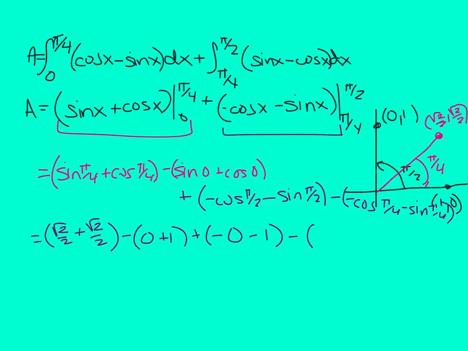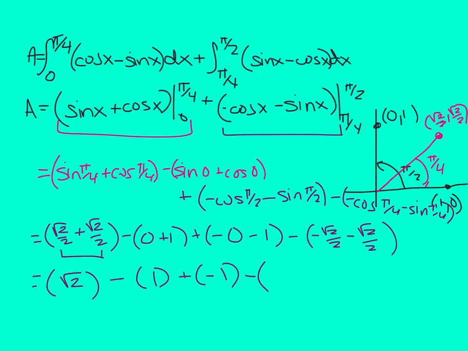And then my last parenthesis, I have negative radical 2 over 2 minus radical 2 over 2. So let's see what we get now. Right here, radical 2 over 2 plus radical 2 over 2 is going to be 2 radical 2 over 2, which is equal to radical 2. 1 plus 0, we know what that is. And same thing here, we get negative 1. And then this last thing in parentheses, remember negative radical 2 over 2 minus another radical 2 over 2 is 2 radical 2 over 2, which just ends up being negative radical 2.